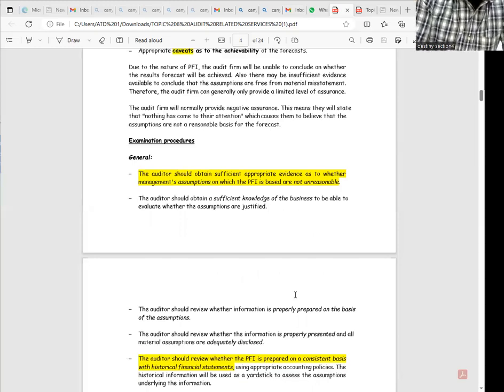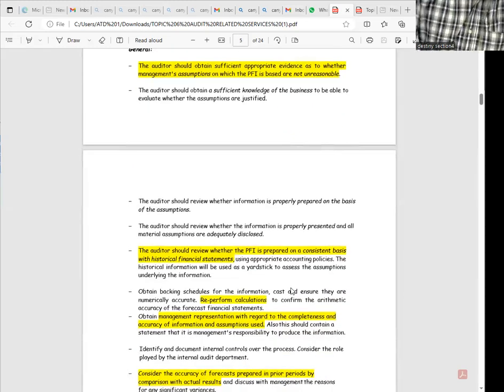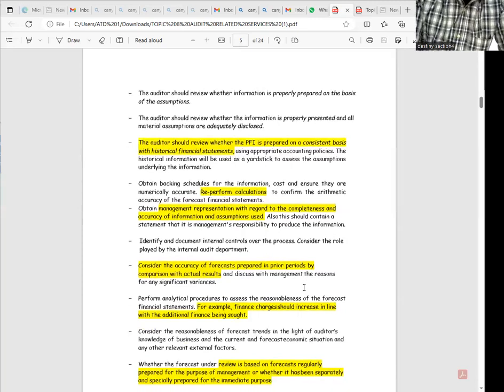Number two, the auditor should obtain sufficient knowledge of the business to be able to evaluate whether the assumptions are justified. Then three, the auditor should review whether the information is properly prepared on the basis of the assumptions. Four, the auditor should review whether the information is properly presented and all material assumptions are adequately disclosed. Next, the auditor should review whether the prospective financial information is prepared on a consistent basis with the historical financial statements using appropriate accounting policies. The historical information will be used as a yardstick to assess the assumptions underlying the information.